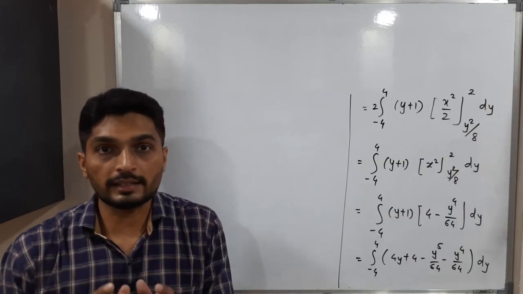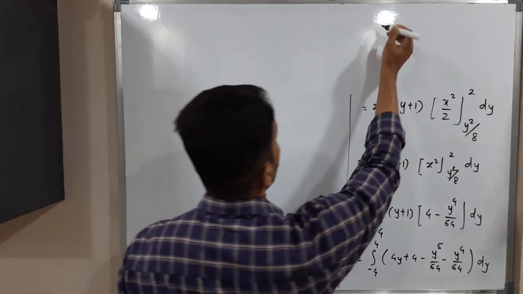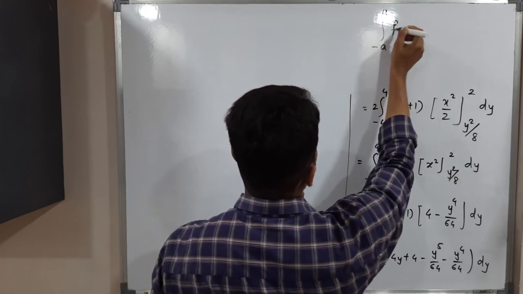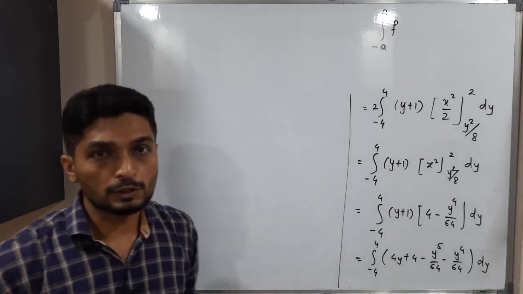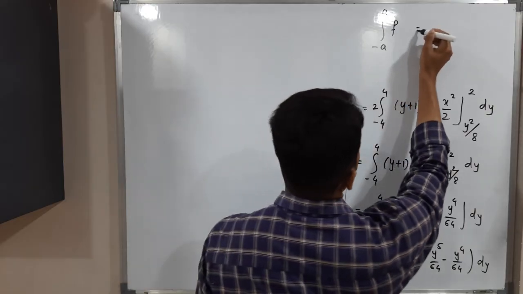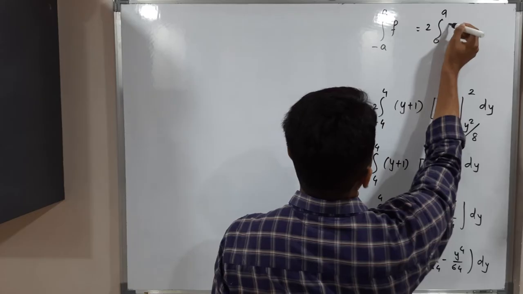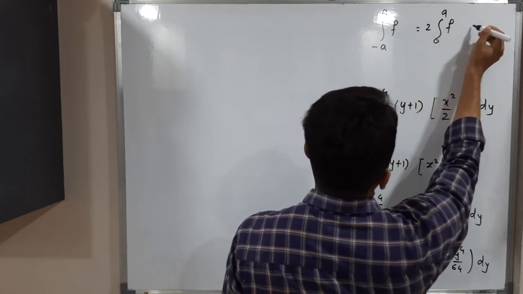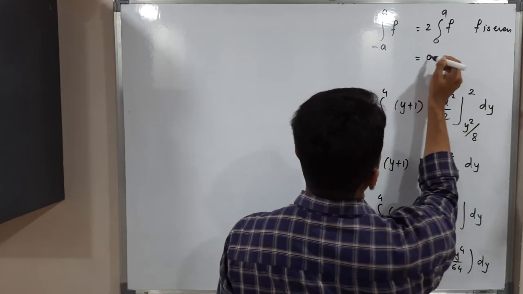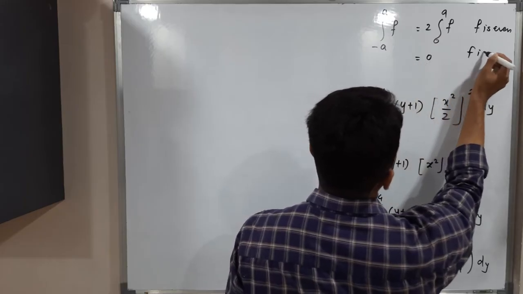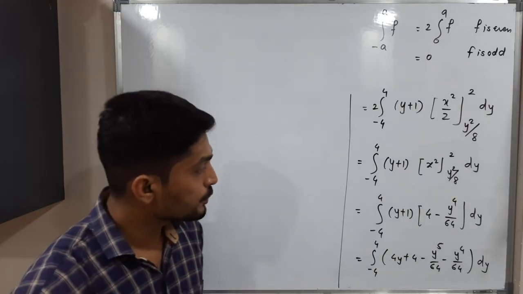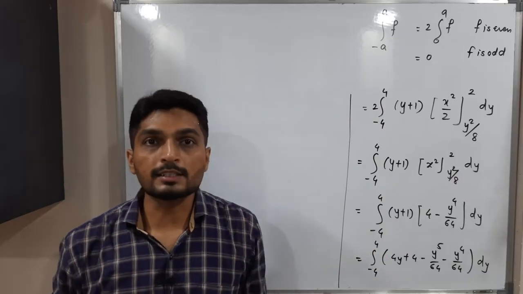There is one standard result, let me mention it here. If we have the integration from minus a to a of f, where f is any function: if f is an even function, we write 2 times the integral from 0 to a of f. If the function is even, we do this. And if it is odd, we directly write the value of the integration as 0. So let us use this result so we can easily solve this problem.